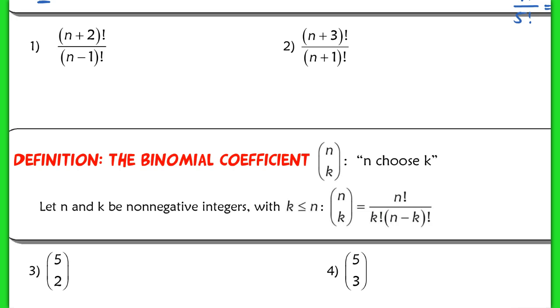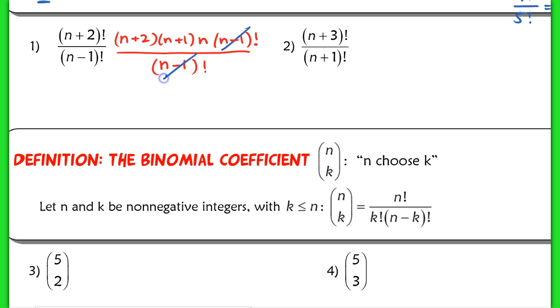So n plus 2 factorial is the same as n plus 2 times the next descending integer, n plus 1, times the next descending integer, n, times n minus 1. And I'm going to leave that as n minus 1 factorial because I see in the denominator that I also have an n minus 1 factorial. So these would clearly cancel, leaving me with just n plus 2 times n plus 1 times n.